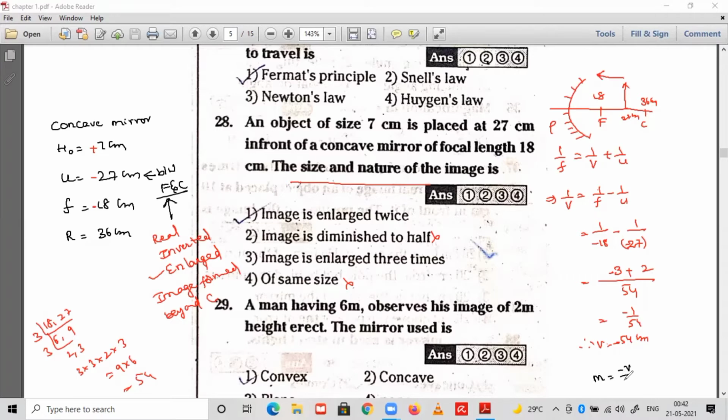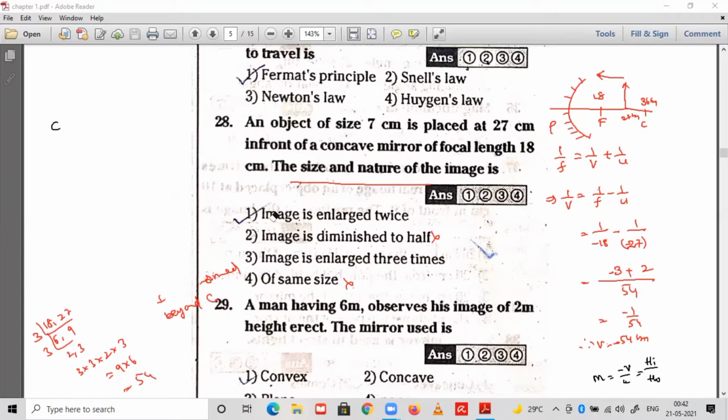Magnification is equal to minus V by U, which is equal to the height of the image divided by the height of the object. So hi by ho is equal to minus V by U. Then hi is equal to ho times minus V by U. Substitute the values, and you will get the answer.